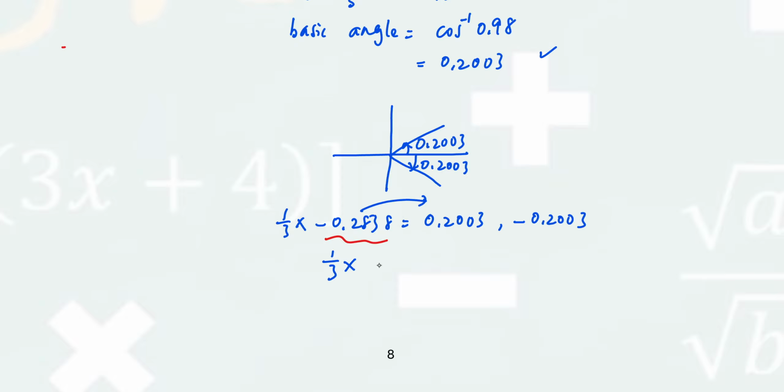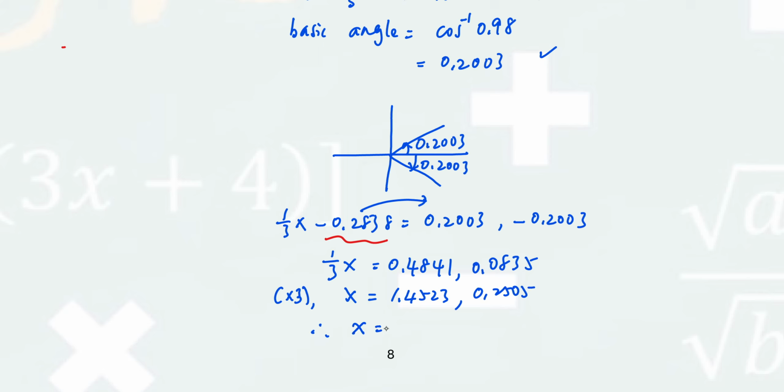So 1 over 3x equals 0.2003 plus 0.2838, that is 0.4841, and the next value is 0.0835. So now times all the values by 3. So you will get 1.4523 and the other one is 0.2505. Now the final answer is always rounded to 3 significant figures if the angle is in radians. So now I will be getting 1.45 and the other one is 0.251. Okay, so done for this question.